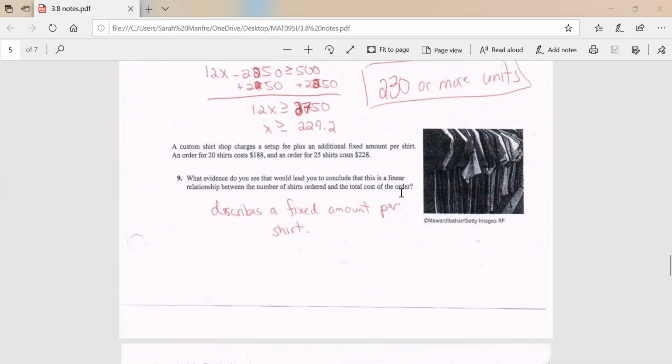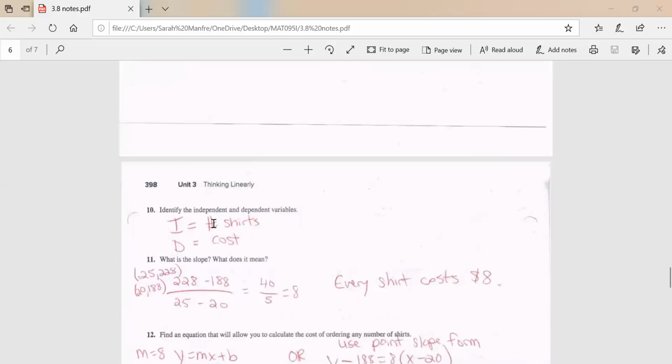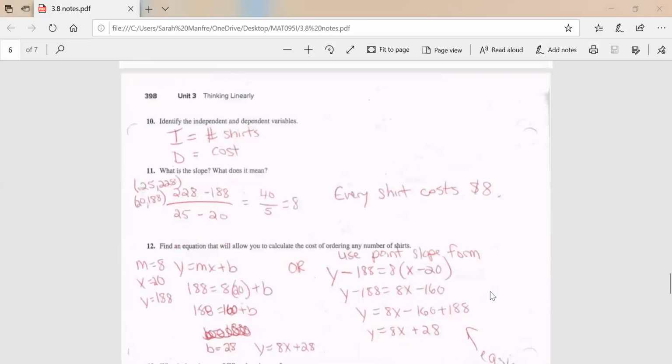Does this represent linear? Yes, because it describes a fixed amount per shirt. We know the independent variable is going to be the number of shirts, and my dependent variable is going to be the cost. What is the slope? I talked about those 2 points a little bit before. I plug them into my slope formula, and it gives us a slope of 8. 228 take away 188 is 40. 25 take away 20 is 5. 40 divided by 5 is 8, and it means every shirt costs $8.